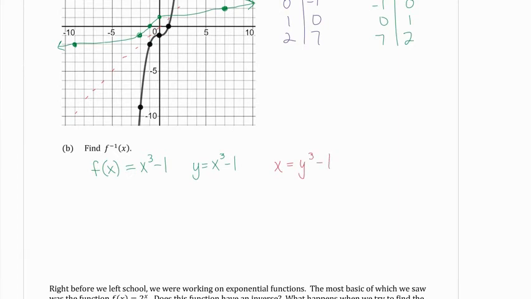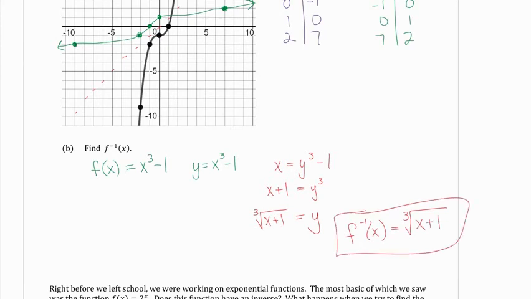And then we're going to solve for y. So add 1 to both sides. x plus 1 equals y cubed. And I don't want it to be y cubed, I want it to just be y equals. To fix that, I'm going to take the cube root of each side. So then I get the cube root of x plus 1, and the cube root of y cubed is just y. So then our inverse function, f inverse of x, is the cube root of x plus 1. Ta-da! There we go. Okay.